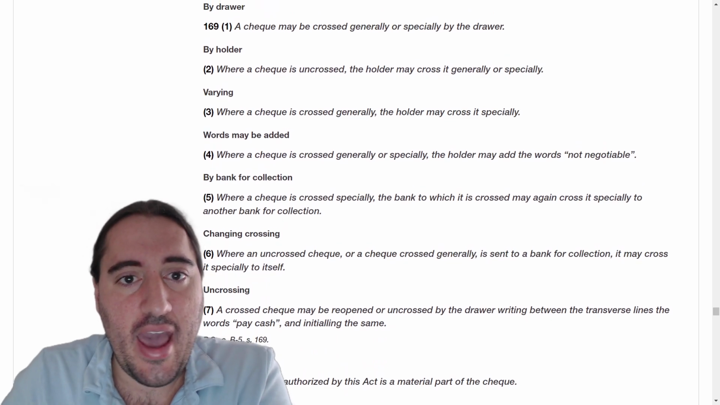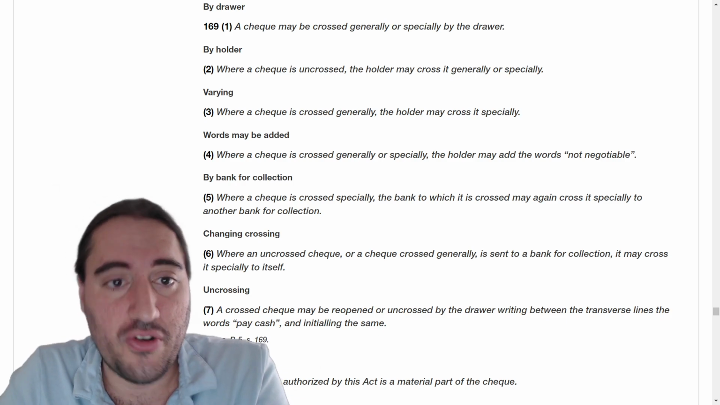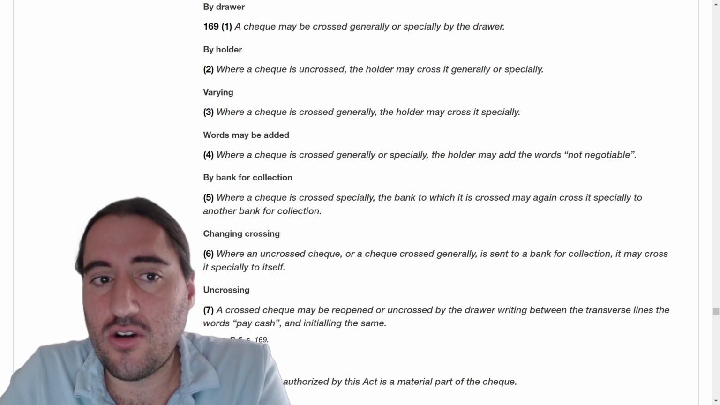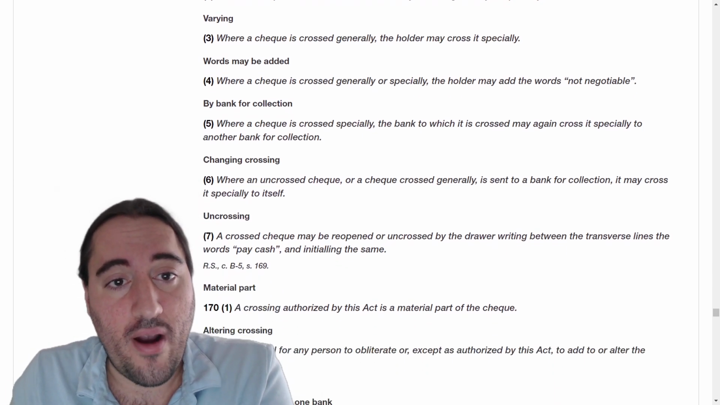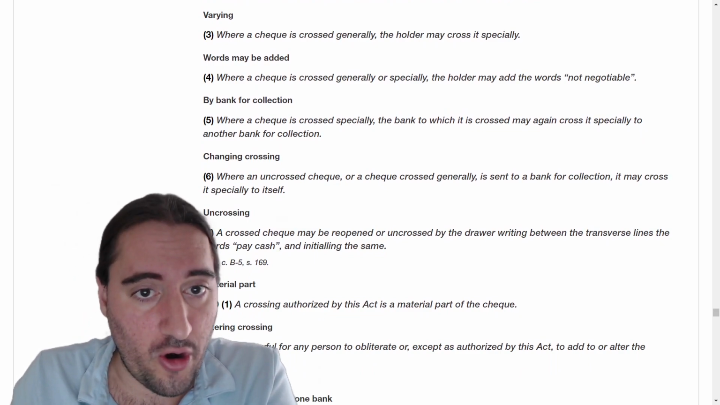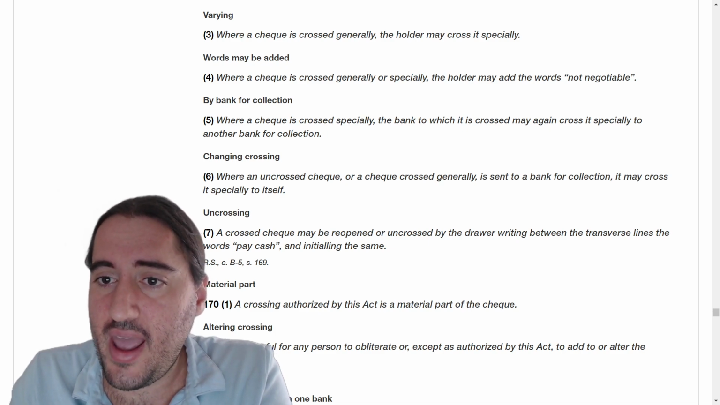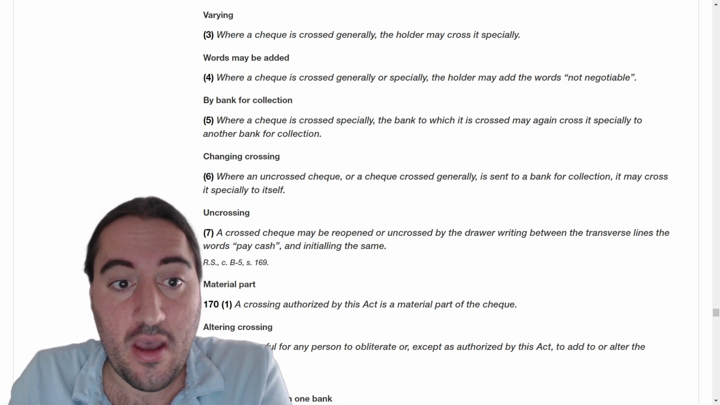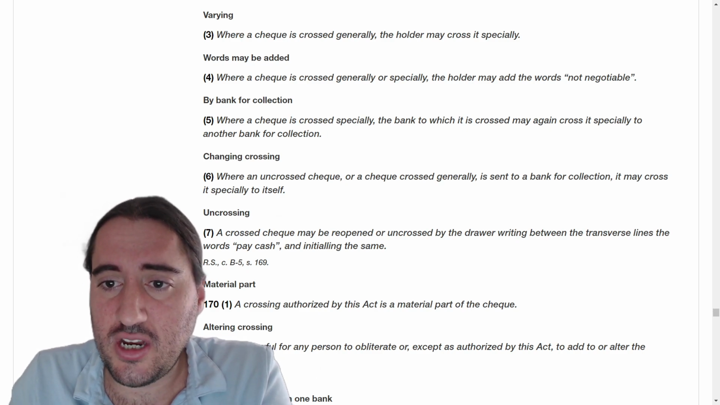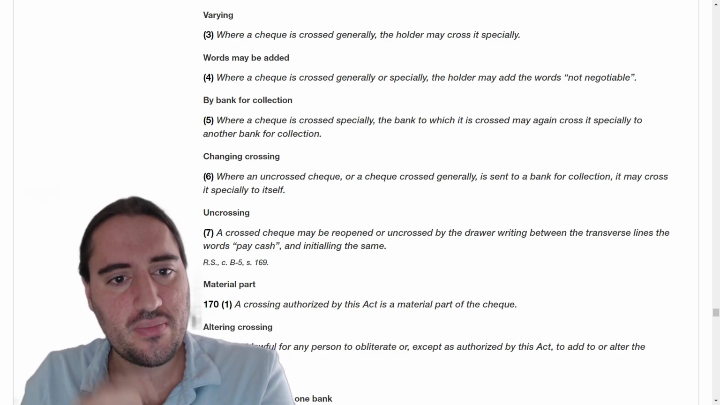By drawer. A check may be crossed generally or specially by the drawer. By holder. Where a check is uncrossed, the holder may cross it generally or specially. Varying. Where a check is crossed generally, the holder may cross it specially. Words may be added. Where a check is crossed generally or specially, the holder may add the words not negotiable. By bank for collection. Where a check is crossed specially, the bank to which it is crossed may again cross it specially to another bank for collection.